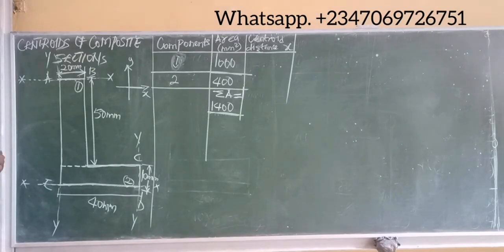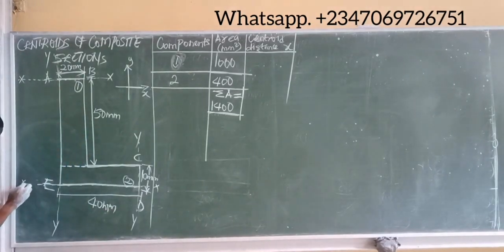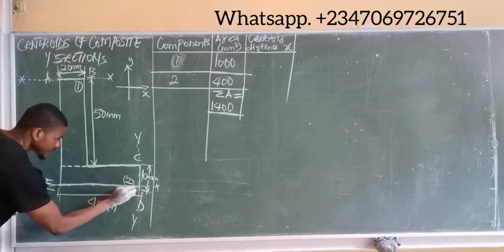What is this reference line? The reference point is that point where the two components come completely to ground level. At this point, these two components come completely to ground level between E and D. This is point D. So this is the reference line now.